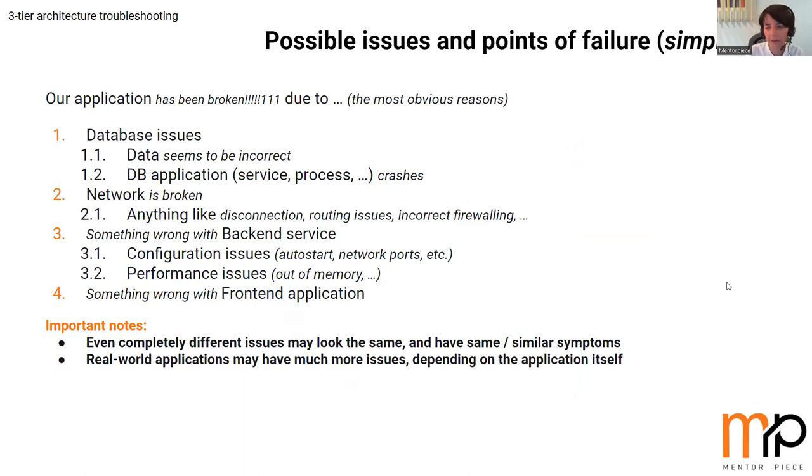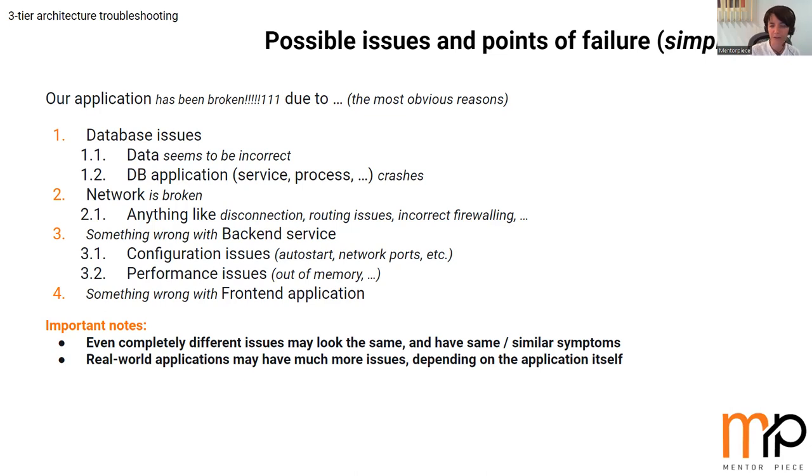So let's continue a bit with the troubleshooting, and probably you remember this particular slide about the possible issues and the points of failure. We have here database issues, network issues, backend and frontend issues. And when we are doing the troubleshooting, we are keeping in mind that the errors could be either in some separate layer, some separate tier of the application, or probably that issues could affect some other tiers.